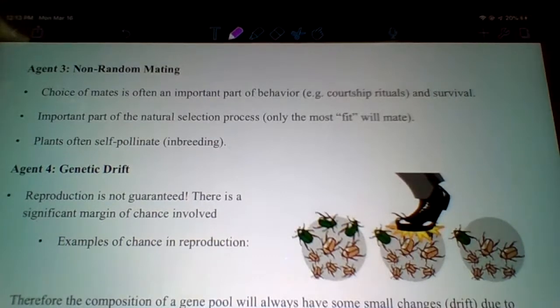In other cases, we see non-random mating appearing in examples like the peacock, where only males with very large tail feathers will find mates successfully, and so in that way, those males have a selection factor. Their chance of mating is not random. It's based on how big their tail feathers are.